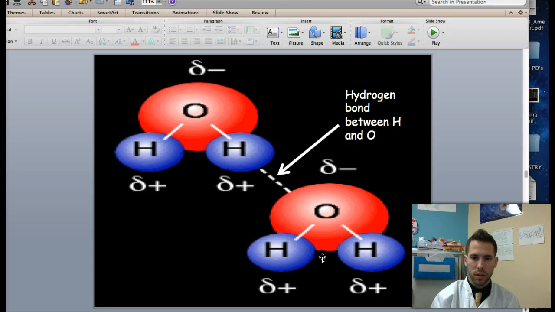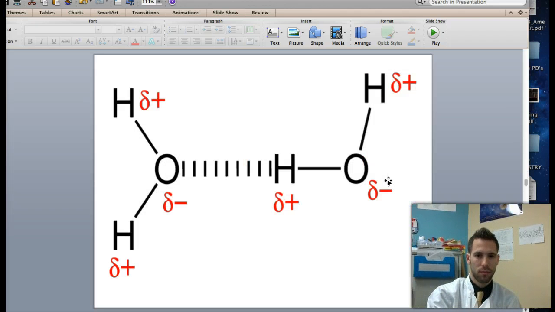This is what a hydrogen bond looks like between water. So you have a water molecule here, a water molecule there, and they're just barely attracted to each other because of the partial positive and the partial negative. And this is the strongest intermolecular force, and one that you must know. Again, water bonding to itself via hydrogen bonding.